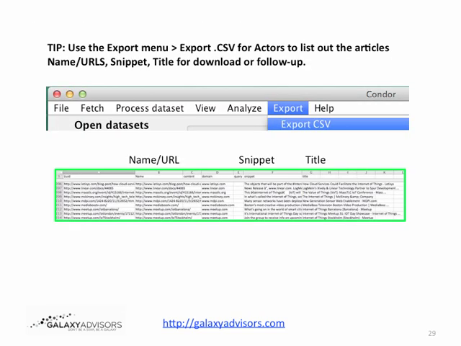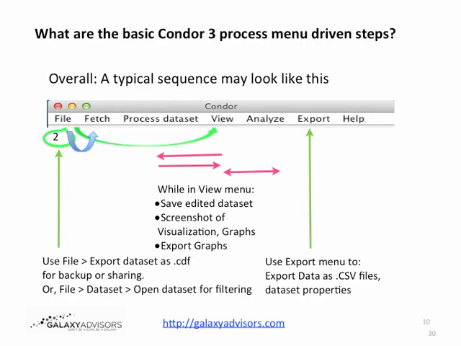Another tip is that you can use the export menu and export the .csv or actor to list out the articles, names, URL, snippet, title for download or for follow-up. So again, if you go to the export menu, say export CSV, and choose the actors, here's a sample where sometimes it's much easier just to read down these snippets, then have a direct link in an Excel spreadsheet to go to those URLs to find those exact articles about your search that you're interested in.